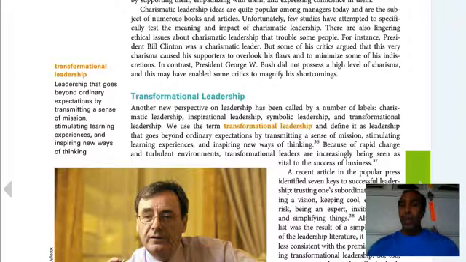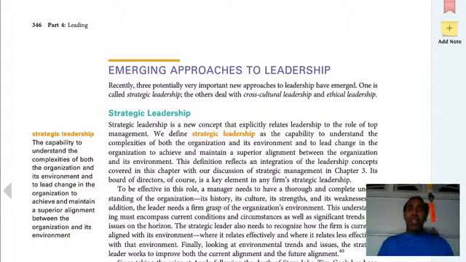So another new perspective on leadership that has been called a number of labels: charismatic leadership, inspirational leadership, symbolic leadership, and transformational leadership. We use the term transformational leadership and define it as leadership that goes beyond the ordinary, right? So you do want to go beyond the ordinary. Can't be ordinary, but there are instances in which people are ordinary and then they end up winning, like with a last minute win or a stretch goal or something like that. Those are some of the things that come to mind.